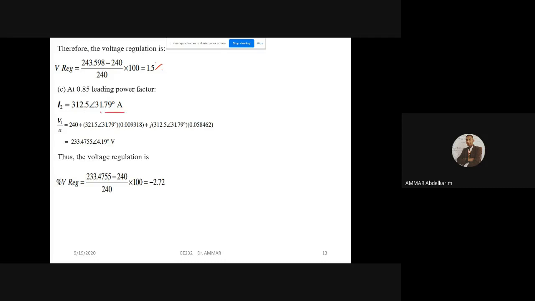Here the angle is taken positive. Of course, to multiply the current by the equivalent impedance, this must be written in complex form. You know how to transform it to the complex form. Then the no load voltage equals 240 plus the voltage drop. Here, in this case, the voltage drop delta V is negative. Okay.